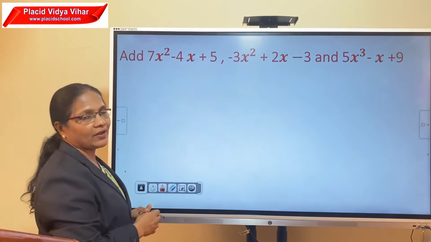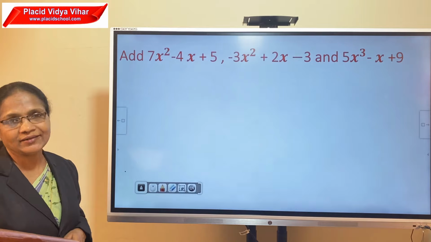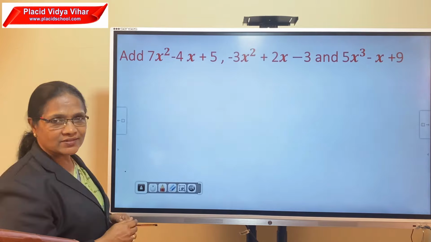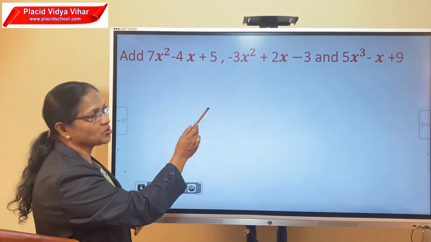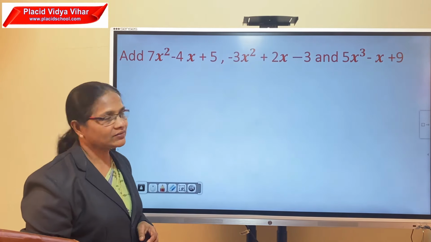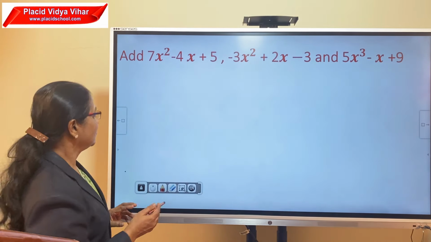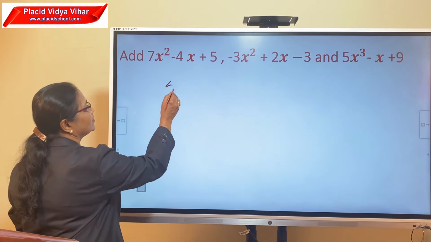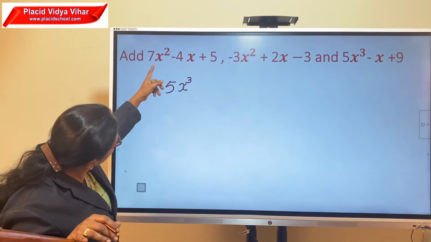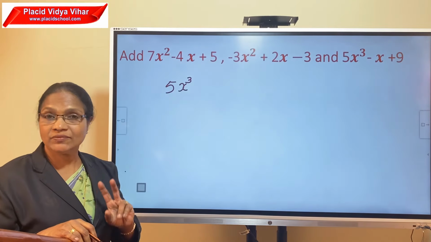Here, for the addition of these polynomials, we have to collect the like terms. The first one, 7x square minus 4x plus 5. The second polynomial, negative 3x square plus 2x minus 3. The third one, 5x cube minus x plus 9. Here, there is only one term having degree 3, that is 5x cube. First of all, we have to write that 5x cube. Now, degree 2 terms. I have 7x square here, again negative 3x square. These are the two terms with degree 2.